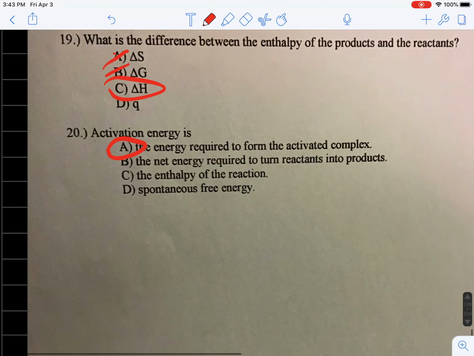Activation energy is the amount of energy required to bring the reactants together, right time, right place, correct energy on the functional group with enough energy to break bonds, and that's called an activated complex.